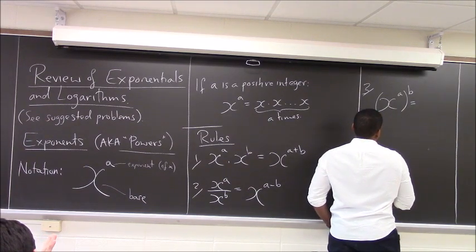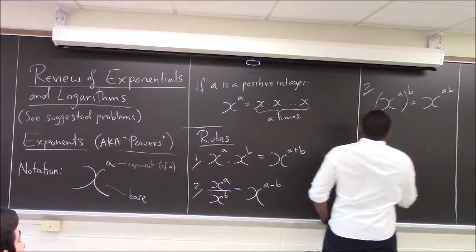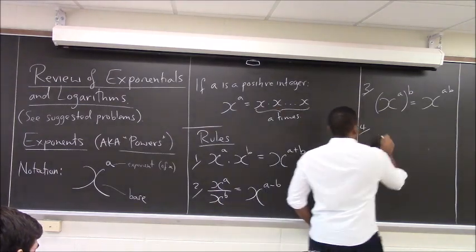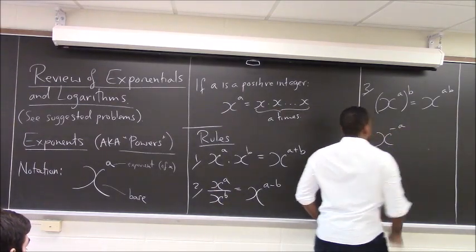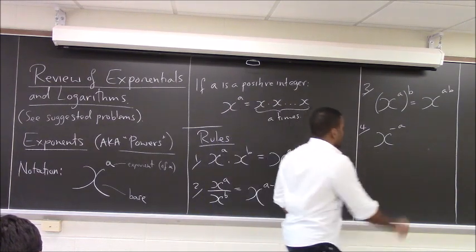What's that? Yeah, it's a times b. What about x to the minus a? Yeah? 1 over x to the a.